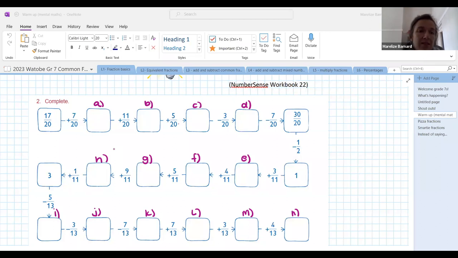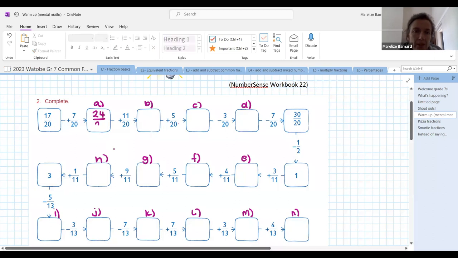So if I have 17 twentieths and I add another 7 twentieths to it, how many twentieths do I now have? Put it in the chat if you have an answer. 17 twentieths plus 7 twentieths. How many do we have? Yeah, I think it's 24 because we are adding twentieths. So we're just going to go 17 plus 7 of those all together gives me 24 twentieths.